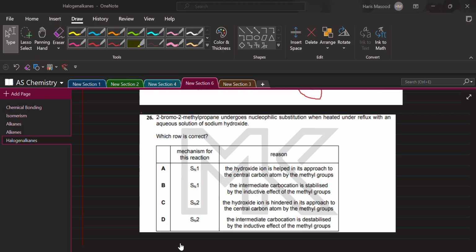Okay, what could be the answer? Leave the SN2, it is B. Then moving on to, okay, this one.